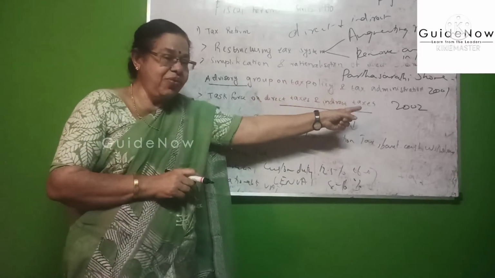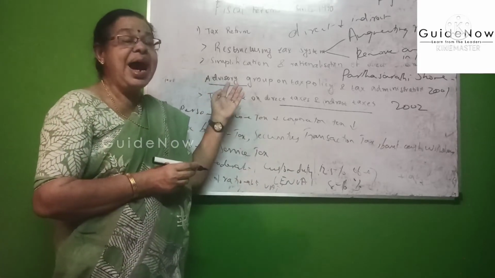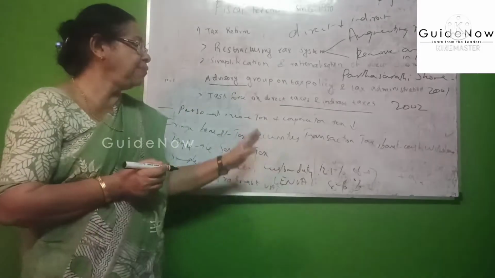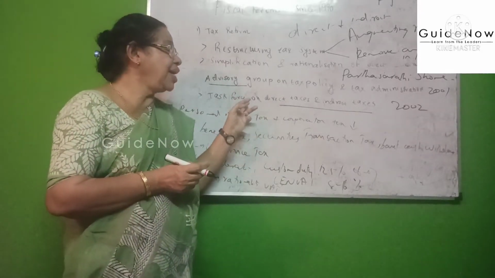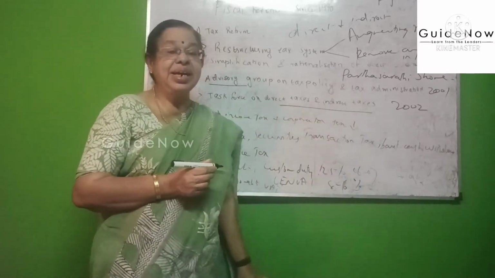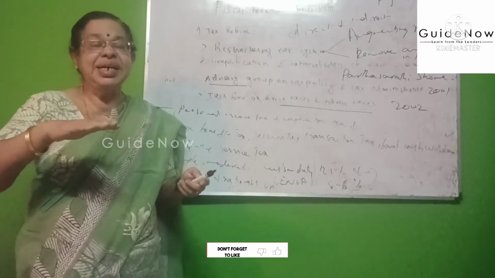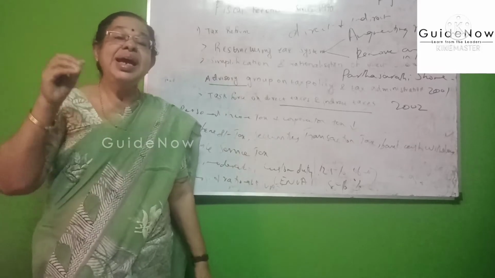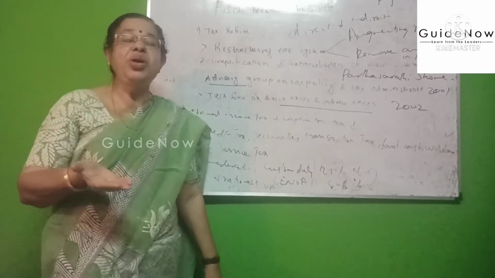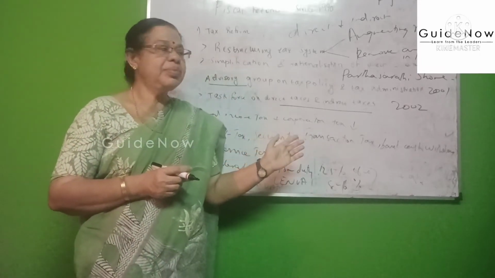One is in 2001 under the chairmanship of Parthasarathi Shome; the committee's name is the Advisory Group on Tax Policy and Tax Administration. Another committee is the Task Force on Direct Taxes and Indirect Taxes in the year 2002, with Vijay Kelkar as chairman. These are some of the important committees that existed during that time in order to improve or restructure our tax system.